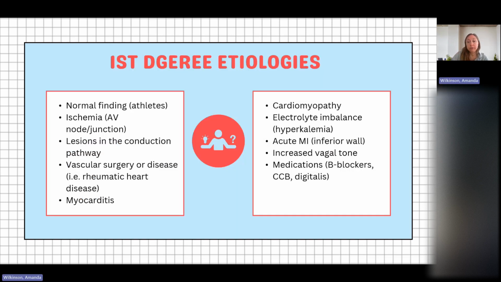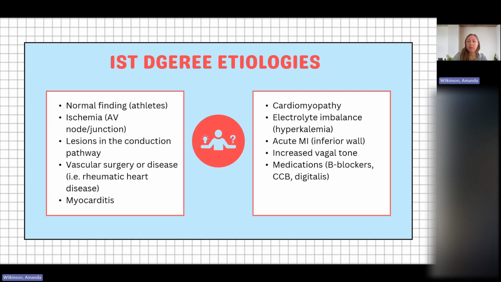So what causes first degree heart blocks? Sometimes it's completely normal. We often see this in healthy young adults or athletes with high vagal tone, but it can also be related to underlying cardiac issues like ischemia of the AV node, myocarditis, or cardiomyopathy. Structural changes from things like rheumatic heart disease or even recent vascular surgery can also affect the conduction.